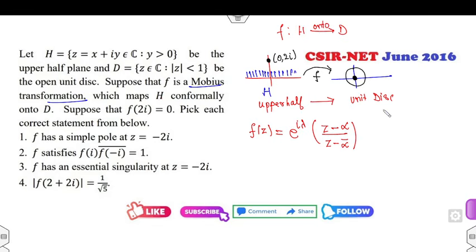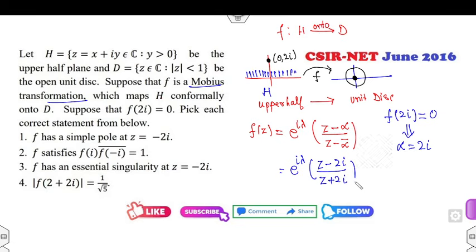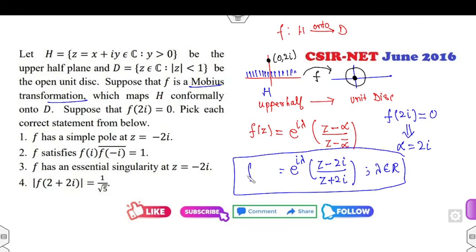Now, what is given to you? F of 2 iota is 0. So clearly say alpha will be my 2 iota. So that means e raised to power iota lambda, z minus 2 iota over z plus 2 iota, where lambda can be any real. Fine. Now this is my function.